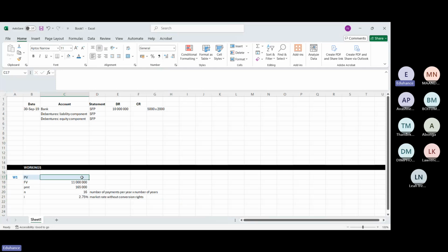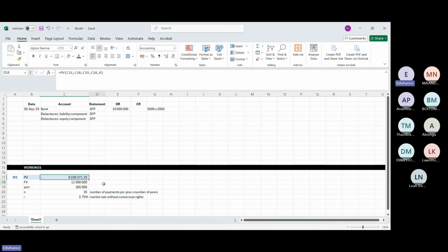Now we can work out the present value. I'm just going to use the present value formula. They want the rate, which is 2.75. They want N, which is 16. They want payment, which is that, and the future value, which is that. And then the type: whether it is end of period, meaning in arrears, or beginning of period, meaning in advance. It is in arrears, so we make it 0, close. There we go, the answer is that.